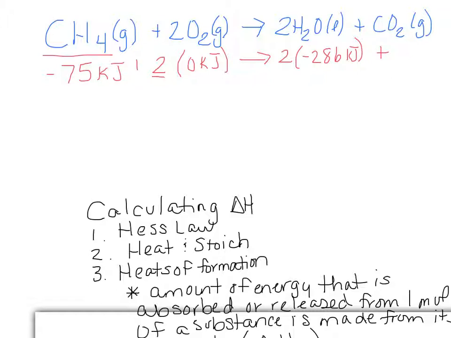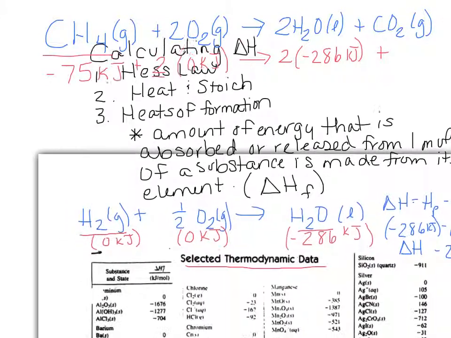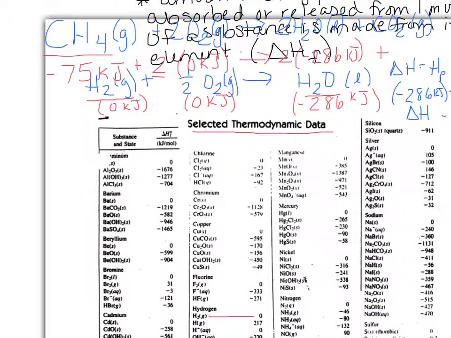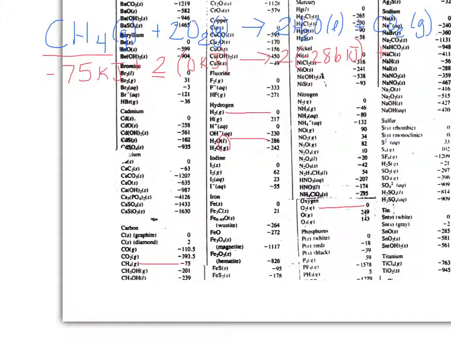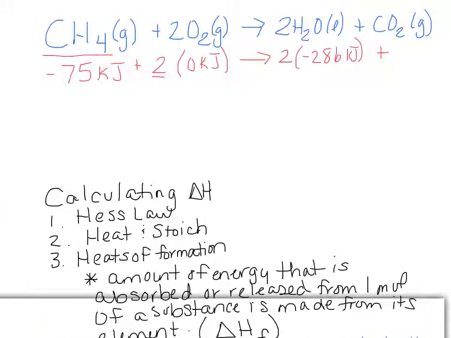And then we also have CO2, which we need to look up in our table. So let's go down and find CO2. Alrighty, CO2, we're looking for CO2 gas. Here we go. It's negative 393 and a half. So go back up to our work here. We have some room. And we're going to go ahead and add 393 and a half, and it's a negative kilojoules.